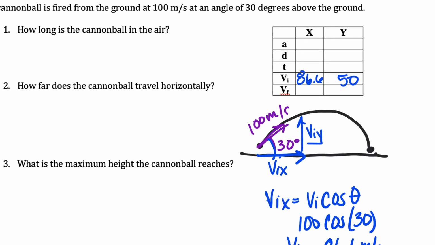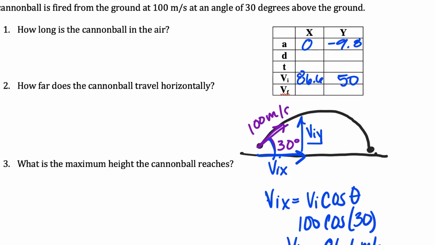And we're going to go ahead and plug in our accelerations. Unless we're told otherwise, our horizontal acceleration is 0 meters per second squared, and then negative 9.8 meters per second squared for the vertical. And again, those are always going to be that unless you're told otherwise.